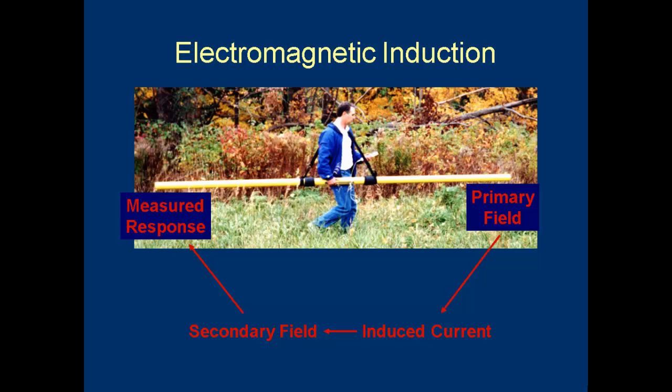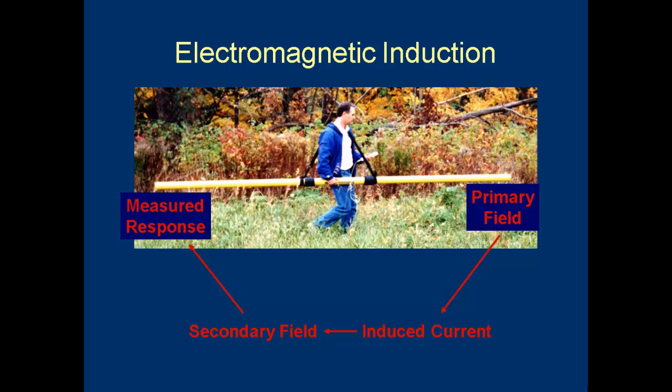The induced current creates a secondary magnetic field. When the secondary field intersects the receiver coil of the electromagnetic induction array, it induces current in the coil. This response, measured by the coil, is quantified by amplitude and phase relative to the amplitude and phase of the primary field at the receiver coil. For geometric electromagnetic induction, the amplitude of the secondary field at the receiver is typically a few parts per million to several parts per thousand of the primary field.